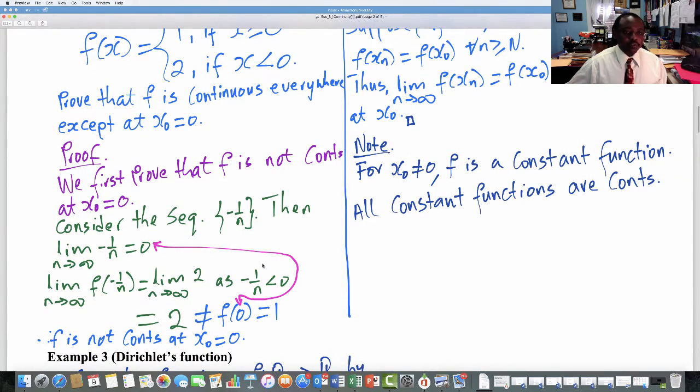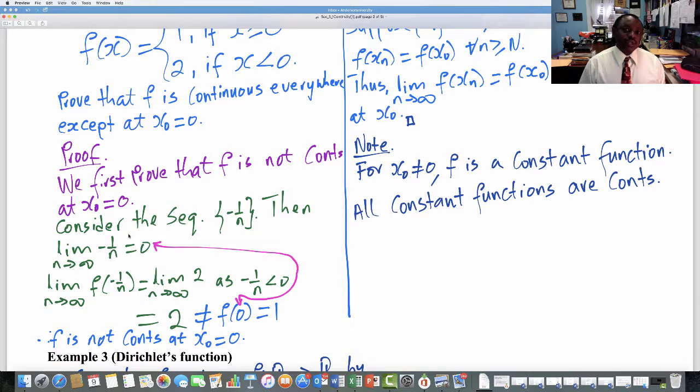Proof. We would first prove that f is not continuous at the point x naught equals 0, and then we would proceed to show that when x is not 0, then f of x is a constant function, and constant functions are continuous. By the way, I should just mention that we can loosely define a continuous function as a function whose graph can be drawn with a pencil on a paper without lifting up your hand. So a constant function, you can draw the graph of a constant function without lifting up your pencil. So that would be continuous, but we are going to prove it more rigorously.